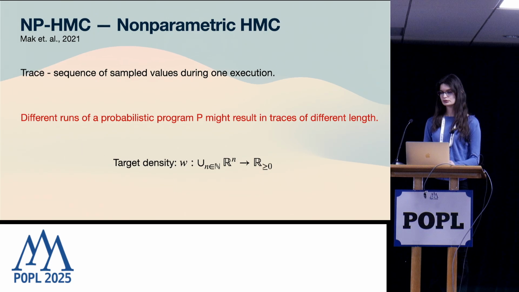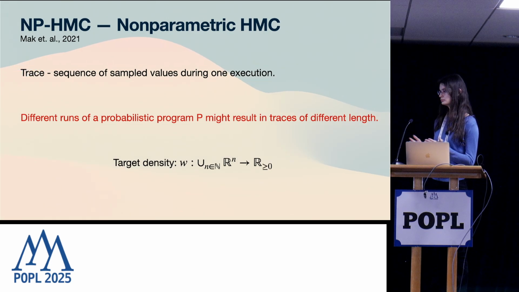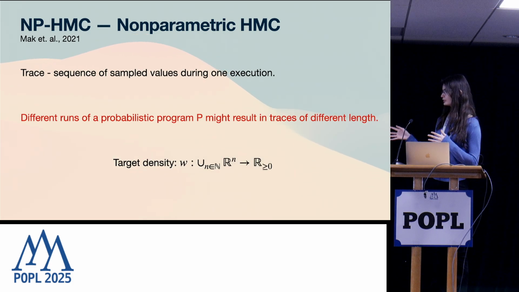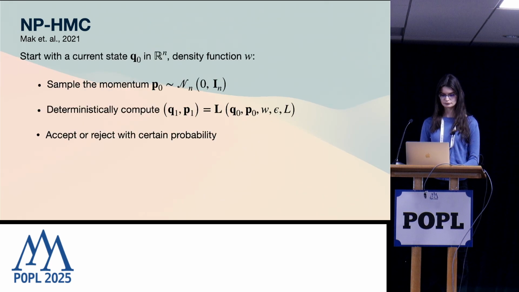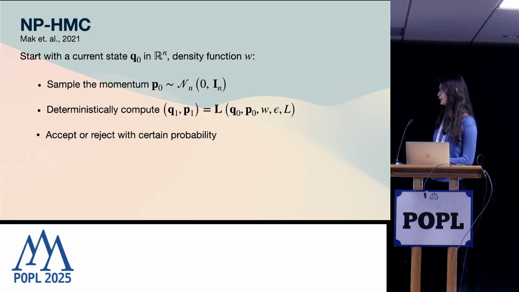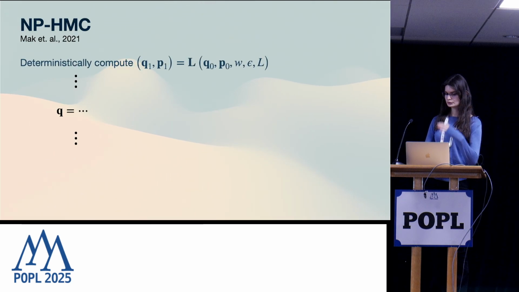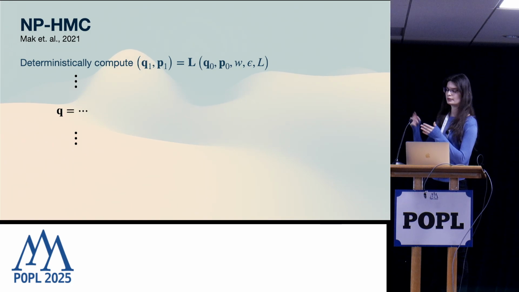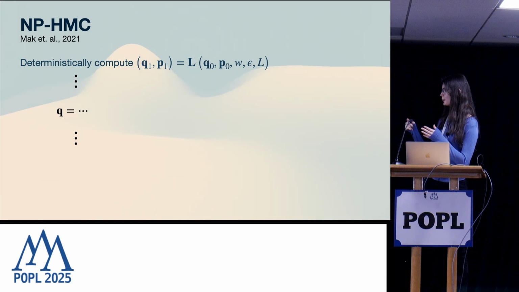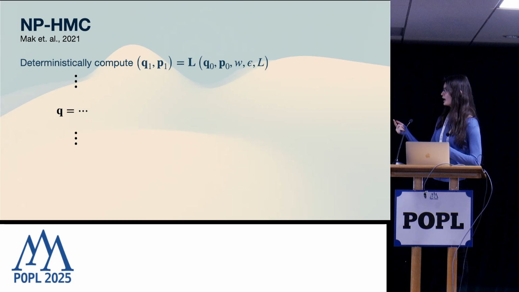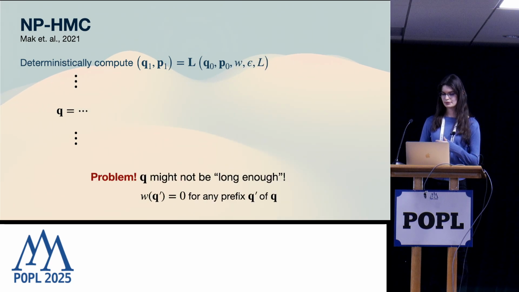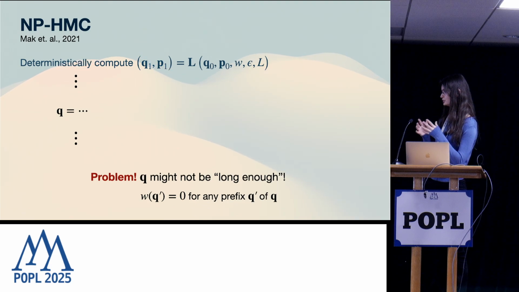And since we might not know an upper bound on the length of the traces, this is what our target density is going to look like now. It's going to be defined on the union of R to the n. Now if we try to apply HMC on such a probabilistic program, during the computation of the leapfrog integrator, we'll go through multiple positions Q, because we'll make L steps, so we'll have L positions. But for some of those, it might happen that the position Q is not long enough.